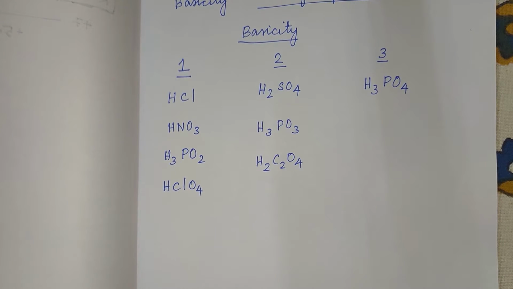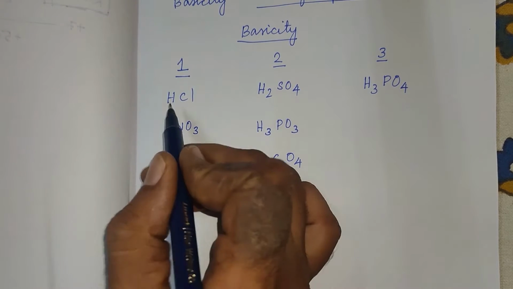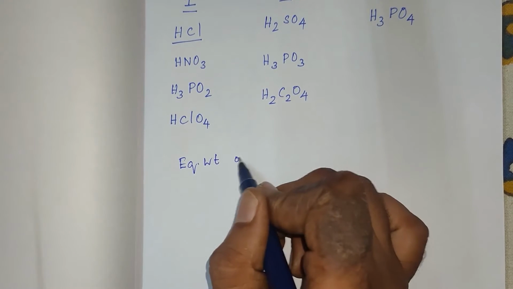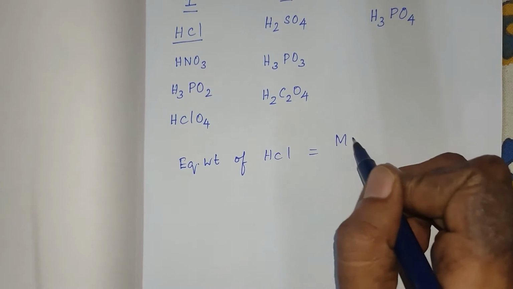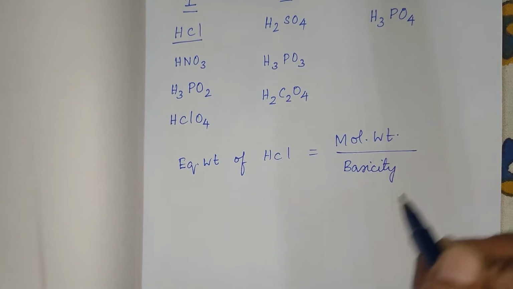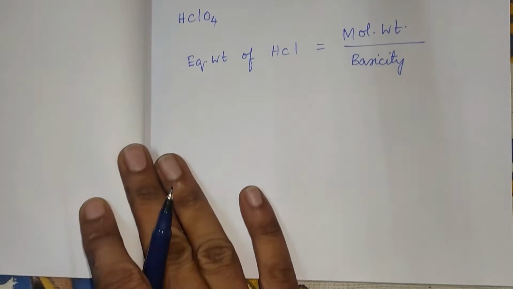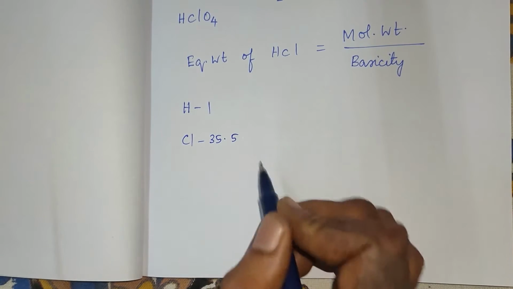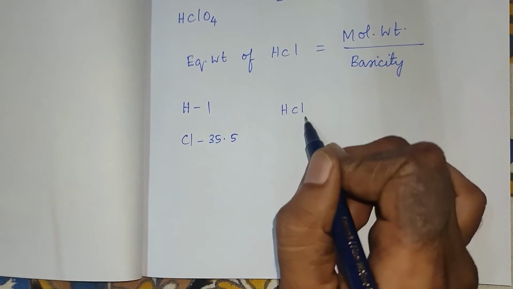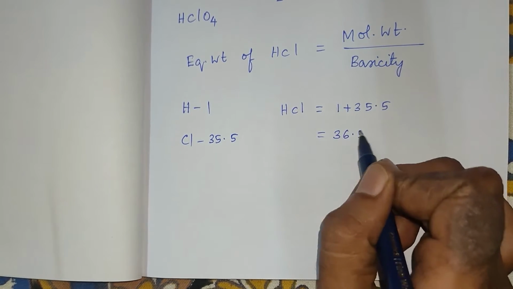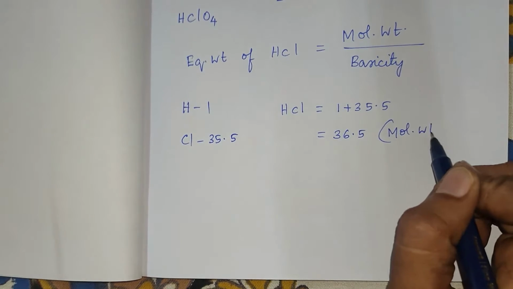Now I am going to teach you how to find out the equivalent weight of different acids. First I am going to take the example of hydrochloric acid. What is the formula for equivalent weight? Equivalent weight of hydrochloric acid is equal to molecular weight of hydrochloric acid divided by its basicity. Now I am going to learn how to calculate the molecular weight of HCl. For hydrogen, the atomic weight is 1. For chlorine, it is 35.5. So for HCl, the molecular weight is 1 plus 35.5, which is equal to 36.5.